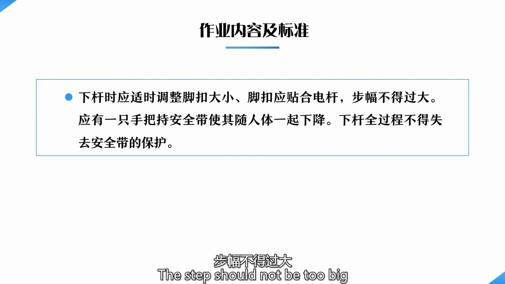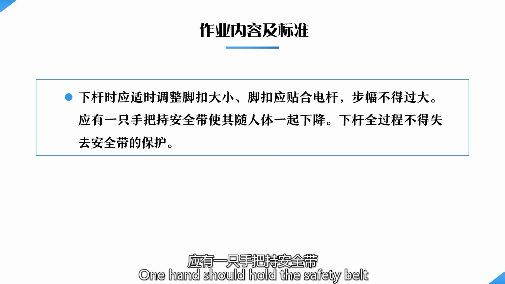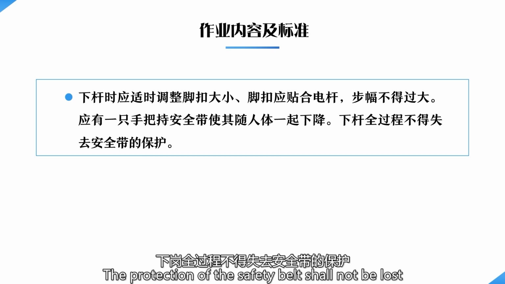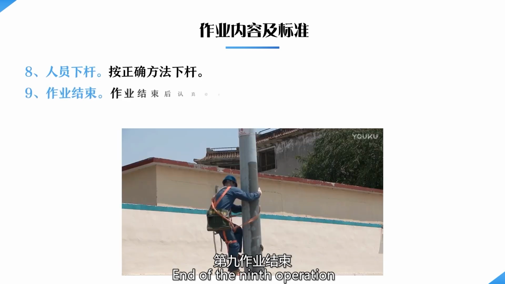The step should not be too big. One hand should hold the safety belt. Make it descend with the human body. The protection of the safety belt shall not be lost during the whole process of descent. End of the 9th operation.